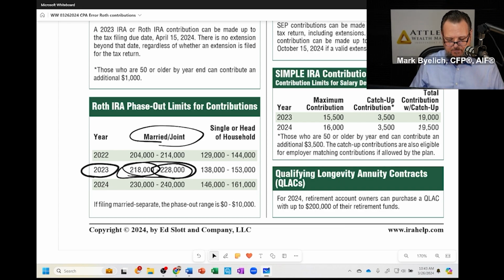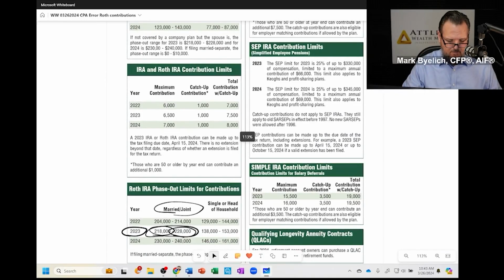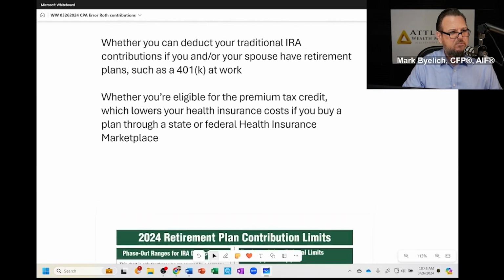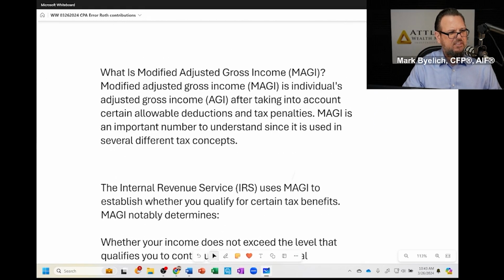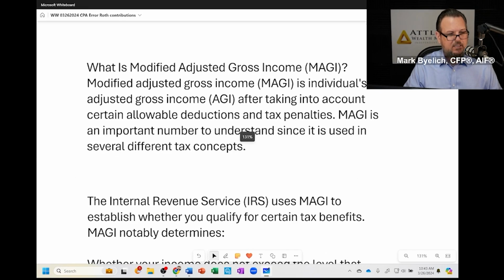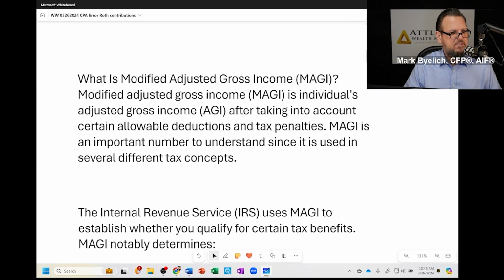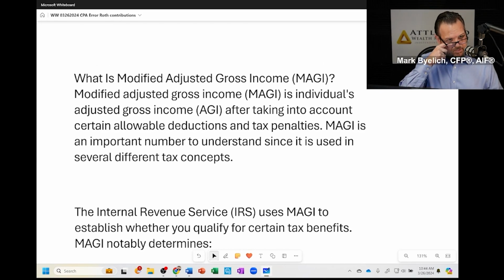So, like I said, I went through and looked at our notes, but let me back up. These are modified adjusted gross income numbers, so it's important to know what modified adjusted gross income is. This is a definition from Investopedia. This is a really great website if you just want to look up simple things like this. But what is modified adjusted gross income?